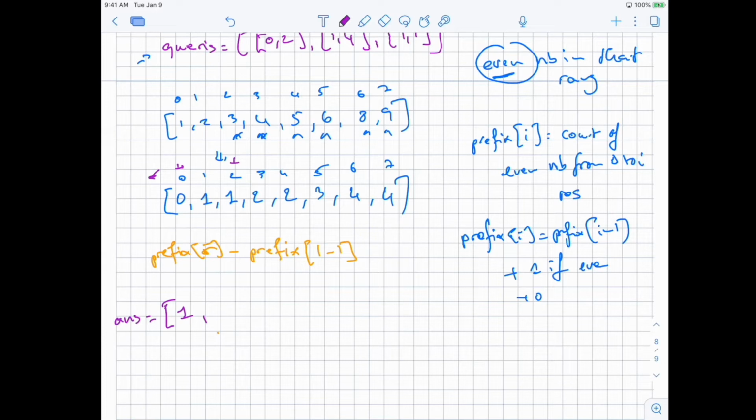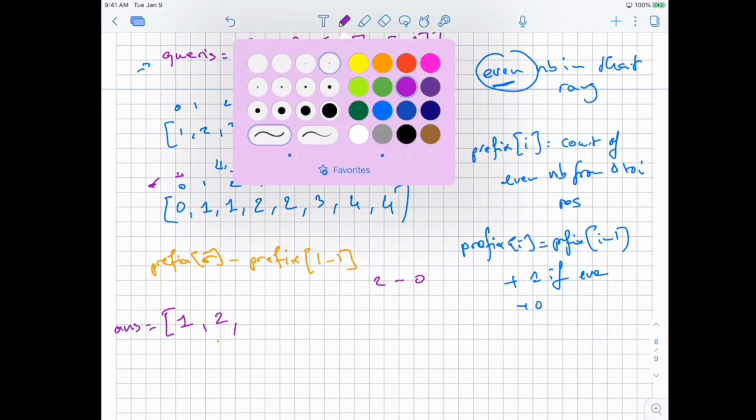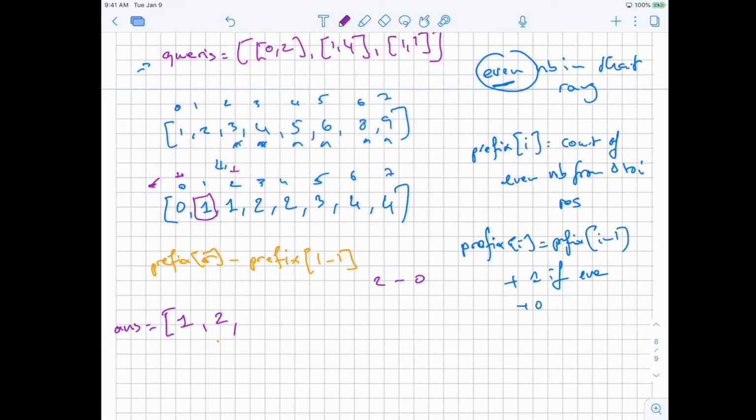And now for 1 to 4, 1 to 4 is from here to here, right? So what's the prefix sum here? Well, it's prefix of R, which is 2, minus the one before, which is 0, so we have 2. What's the answer for, so this was, I think, 2 here, right? Because of 4, 2, yeah. So what's the answer for 1, 1? Well, 1, 1 is just this position here. And so it's just prefix of R, which is 1, minus prefix of 0, which is 0. So it's 1 minus 0. So we have 1, and this is the final answer, right?